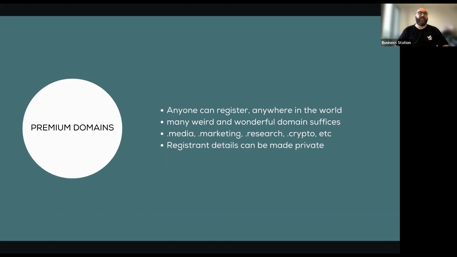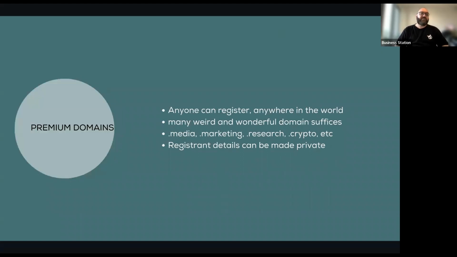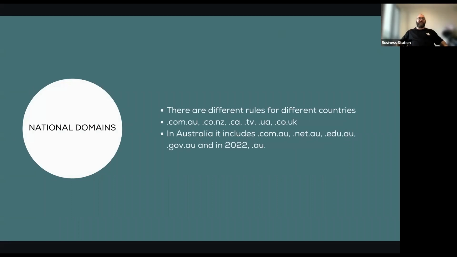So you can probably get something a lot cheaper there. When it comes to Aussie domains, though, it's a very, very different kettle of fish. There are different rules for different companies, and in Australia, it may include .com.au, .net.au, .edu.au, .gov.au, and in 2022, it also includes just the plain .au. One that's missing from there is .id.au, which is for individuals.